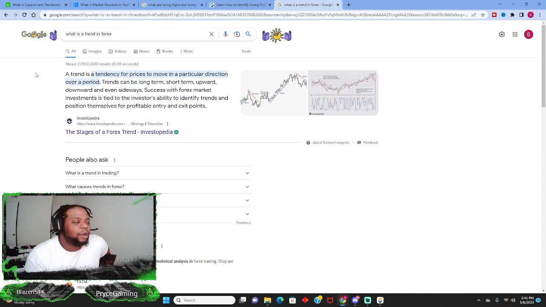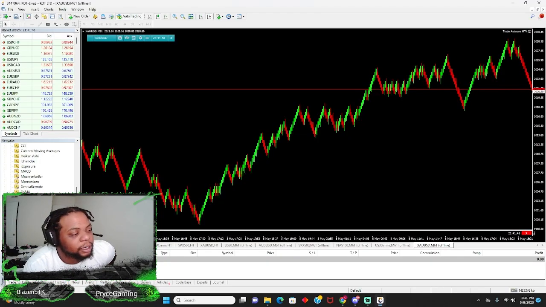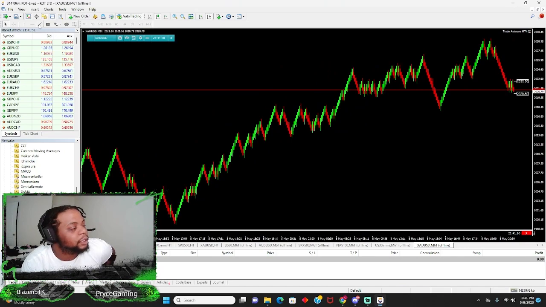Also, we've got to figure out what a trend is. Trend is a tendency for price to move in a particular direction over a period. Trends can be long-term, short-term, upward, downward, or even sideways. Success with Forex market investments is tied to the investor's ability to identify trends and position themselves for profitable entry and exit points. So, how do we identify trends?